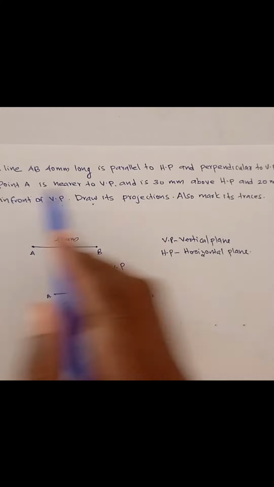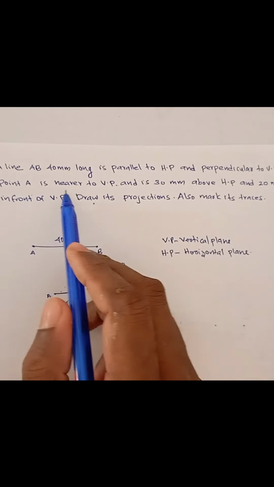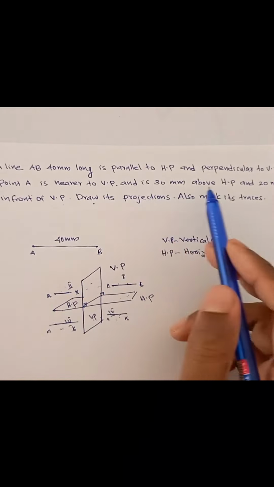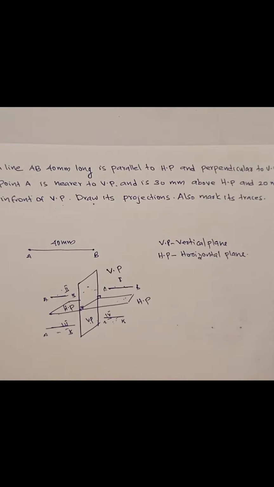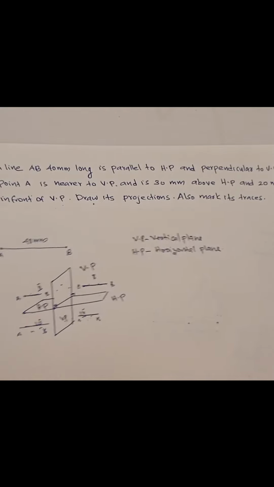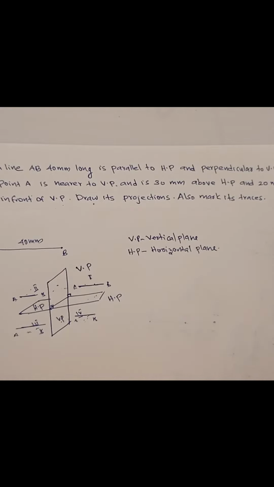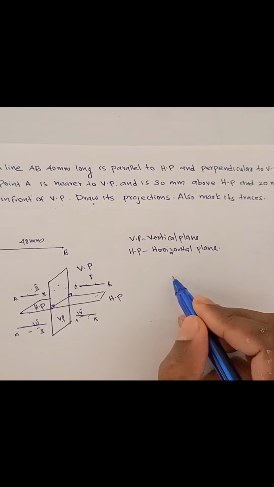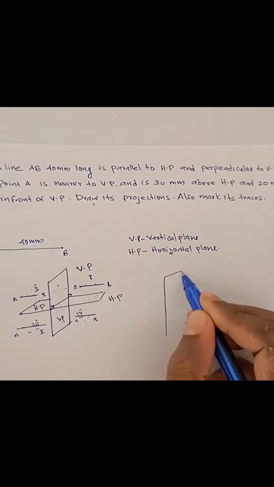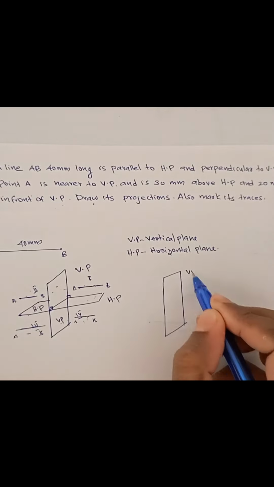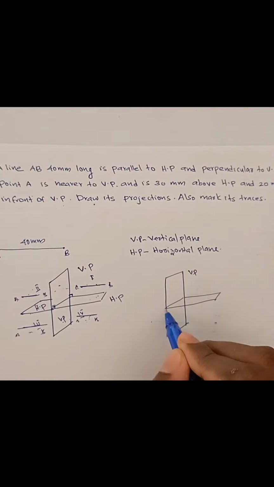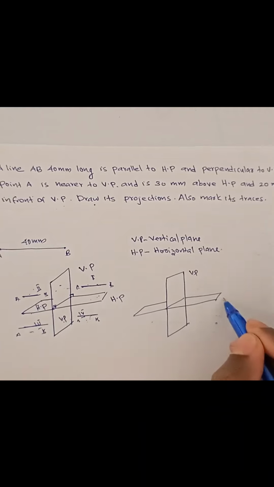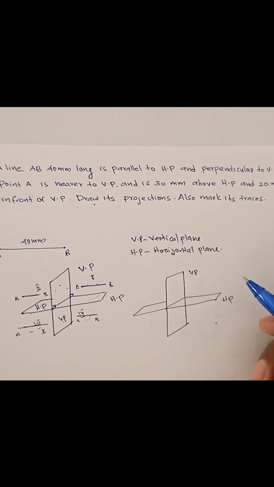What is the next sentence? The point A is near to VP and is 30 mm above HP and 20 mm in front of VP. What does it say? It says the point A is nearer to VP. Again, I am redrawing this quadrant here. This is VP and HP is perpendicular to VP.